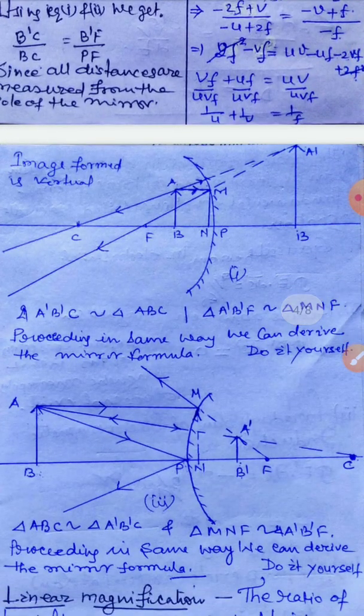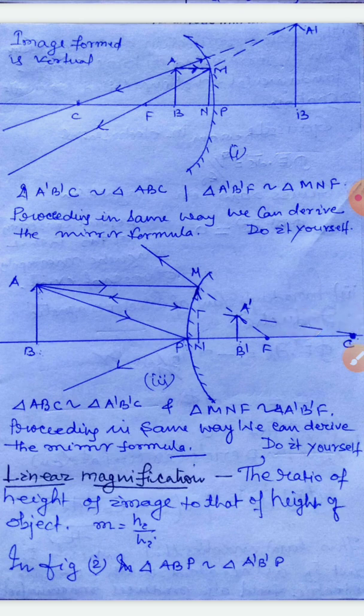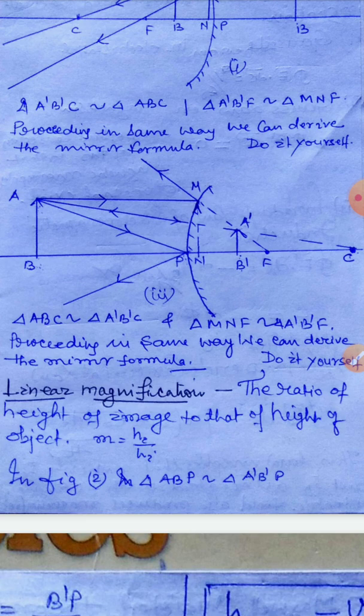Now the mirror formula is the same for concave mirror and convex mirror. Whether the image formed is real or virtual, it is immaterial. The formula is the same. So you can also prove this formula for a virtual image. I have drawn the diagram here and written the names of the similar triangles. Just proceed in the same way. You can derive the mirror formula for a virtual image using a concave mirror and for a convex mirror also.